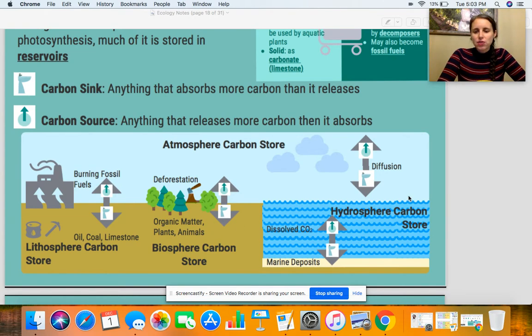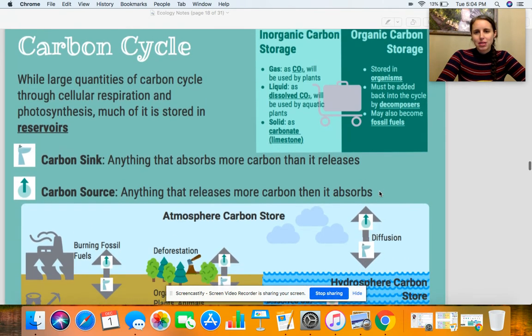We have a hydrosphere carbon store. In the hydrosphere carbon store, you have marine deposits. Things like shells and sand are all acting as carbon sinks. Dissolved carbon dioxide: carbon dioxide can be released into the water. That's an example of a carbon source in the hydrosphere. And finally, we have an atmospheric carbon store. In the atmospheric carbon store, you essentially see diffusion. If carbon dioxide is being given off, it's a carbon source. If carbon dioxide is being absorbed, then it's considered to be a carbon sink.